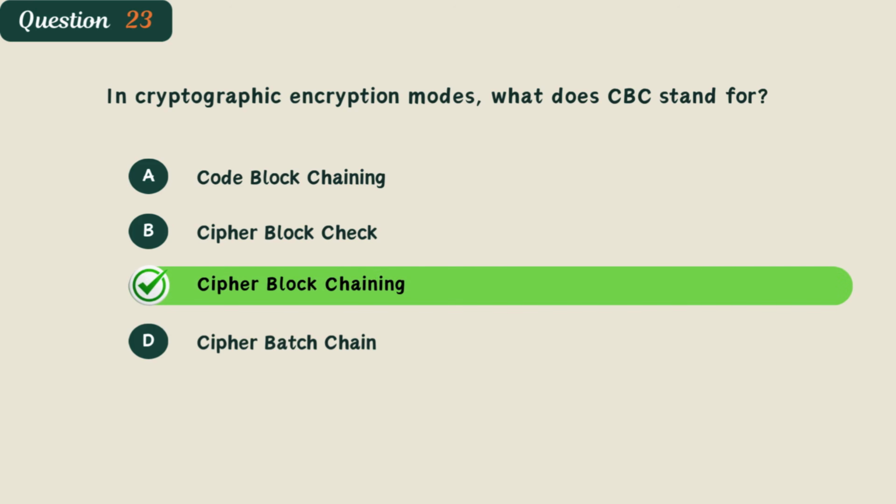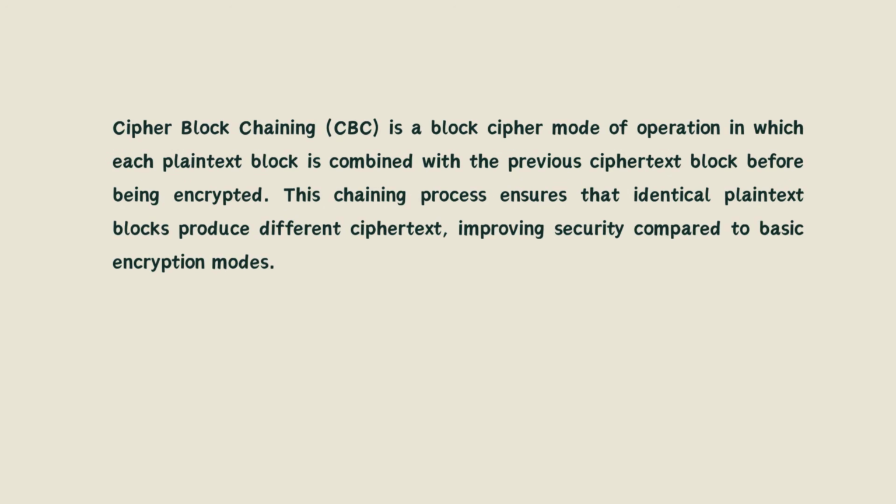Correct answer: C. Cipher block chaining. Cipher block chaining, CBC, is a block cipher mode of operation in which each plaintext block is combined with the previous ciphertext block before being encrypted. This chaining process ensures that identical plaintext blocks produce different ciphertext, improving security compared to basic encryption modes.